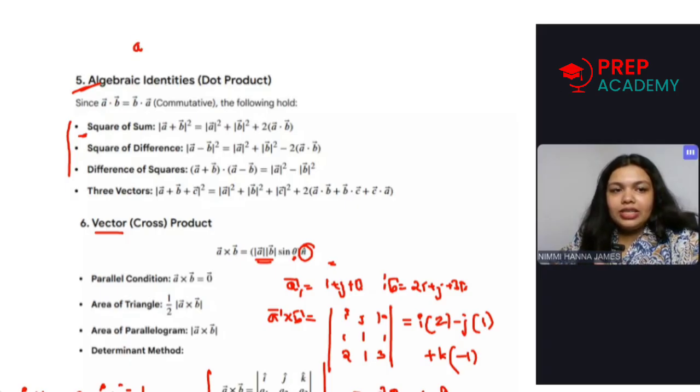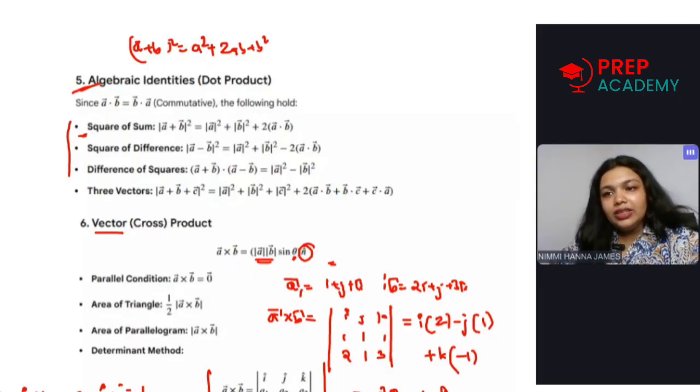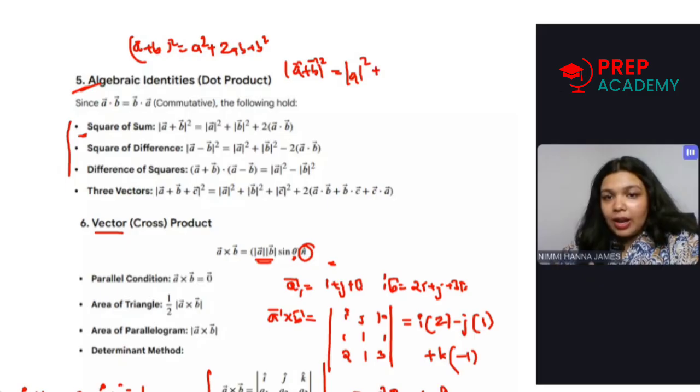So normally we write (a plus b) the whole square is equal to a squared plus 2ab plus b squared. Here it is a dot product, that's all. So modulus of (a vector plus b vector) the whole square is equal to modulus of a squared plus 2 into a dot b plus modulus of b squared.